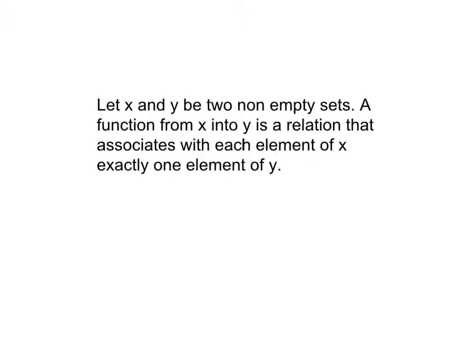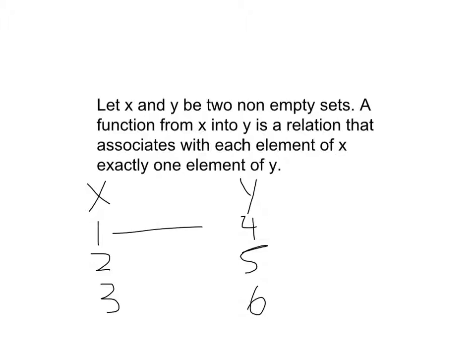So basically what this is saying is that, say you have two sets. So here's your set of x, 1, 2, 3. Here's your set of y, 4, 5, 6. For every x, there's only one element of y that it is associated to. Like we saw earlier, each x can only have one y.